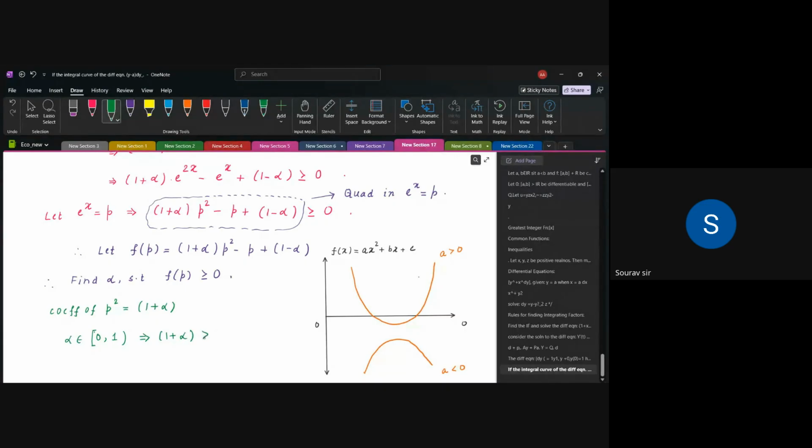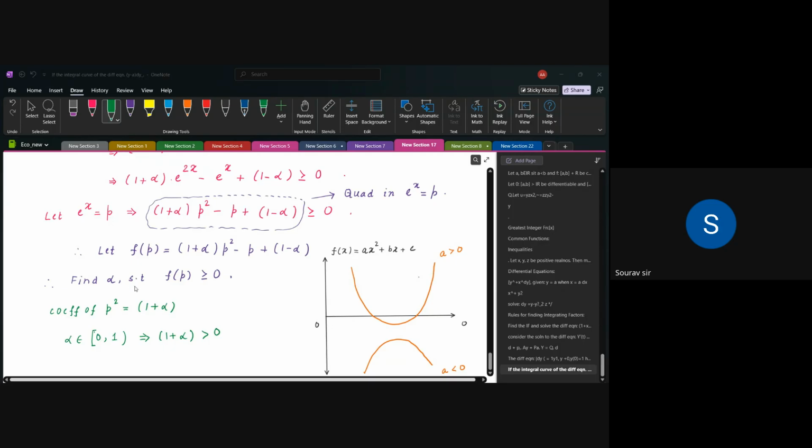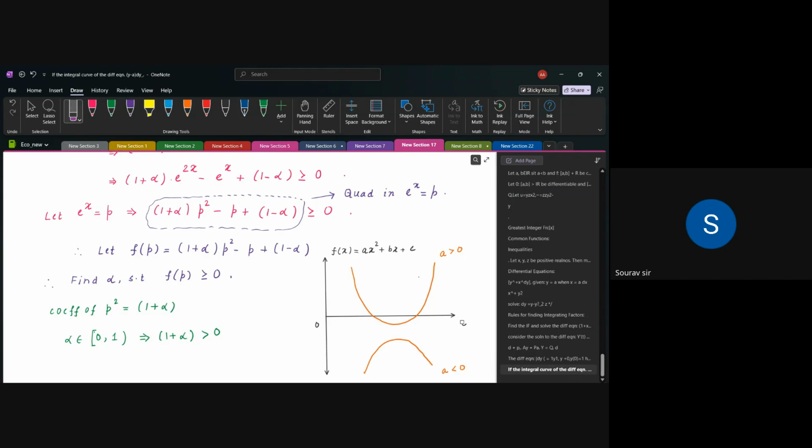Correct? So we are only focused on the upward looking parabolas, right? Now look at it once more. We want to find out the values of p, or according to the graph, the values of x for which f(x) is greater than 0, right? Now, if the parabola looks like the one that I have drawn over here, it has real and unequal roots, right? If there are real and unequal roots, then for this range of values of x, the functional value becomes negative, right? So this is not applicable.